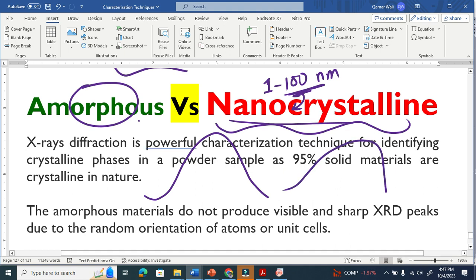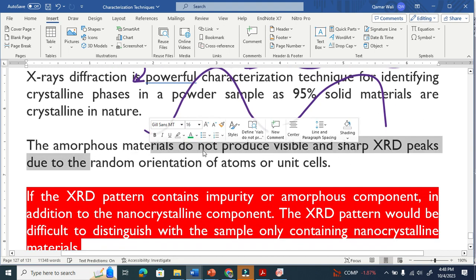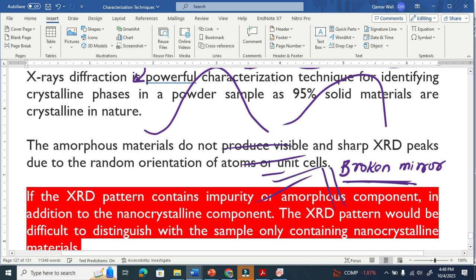So how will you know whether our material is amorphous, or has some impurities, or is nanocrystalline? We know that amorphous material does not produce visible or sharp peaks because, as I explained many times, amorphous material is something like a broken mirror. When you shine light on a broken mirror, it will give you diffuse reflection. It will not give you any intensity. So this is the diffuse pattern that amorphous material gives.